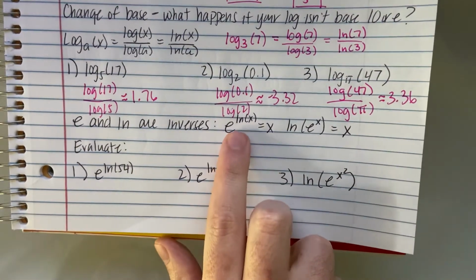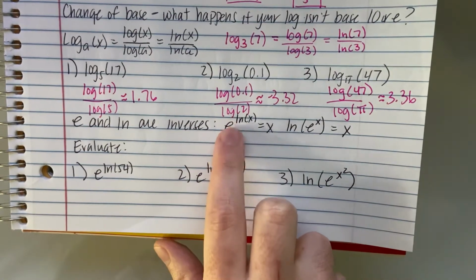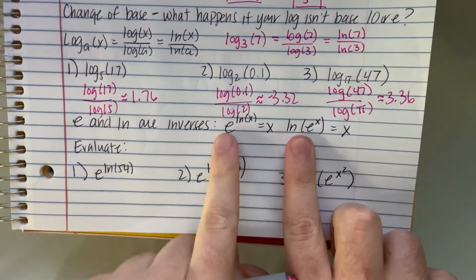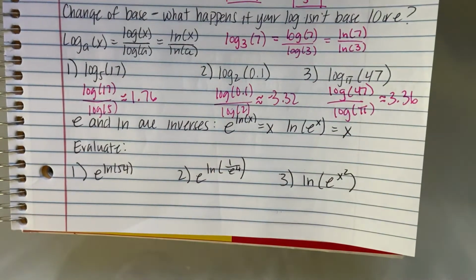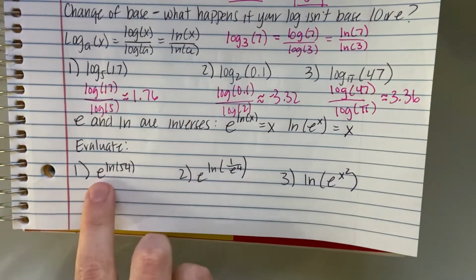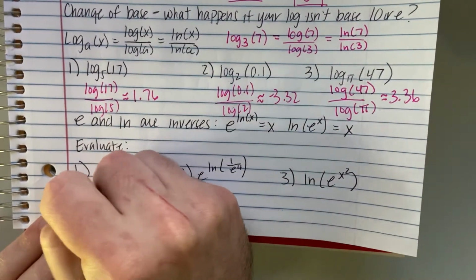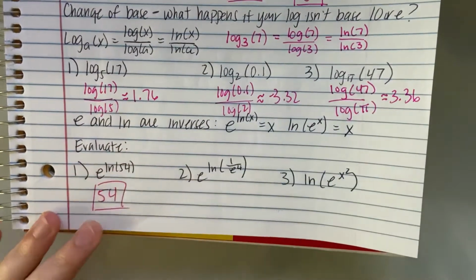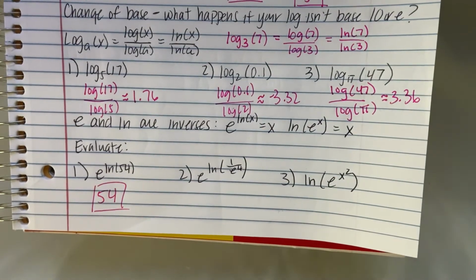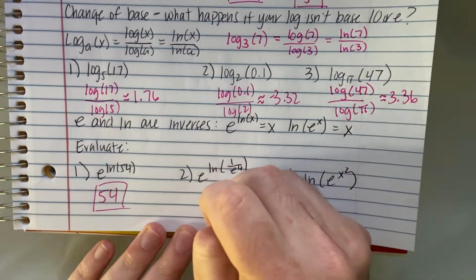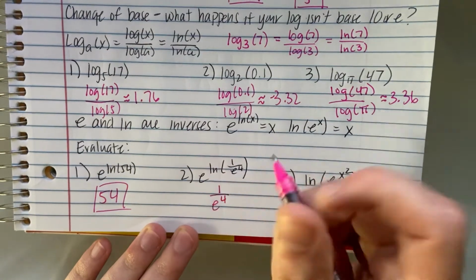That means e to the ln of a power, those two cancel, and the ln of e to a power cancels out the e, and both of them leave the x. So if they ask you for the e to the ln of 54, e and ln cancel, and you've got 54. Now, it only cancels one e. So if you have e to the ln of 1 over e to the 4th, this e and ln can cancel, leaving 1 over e to the 4th.